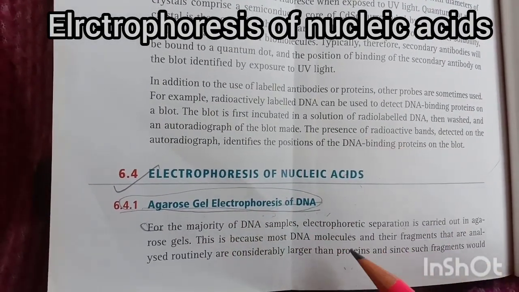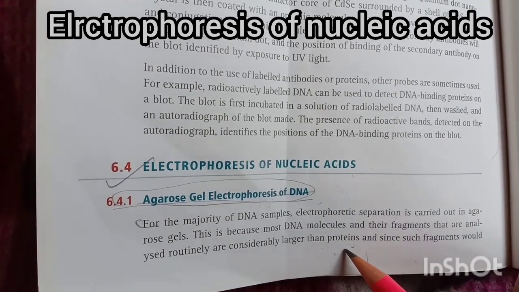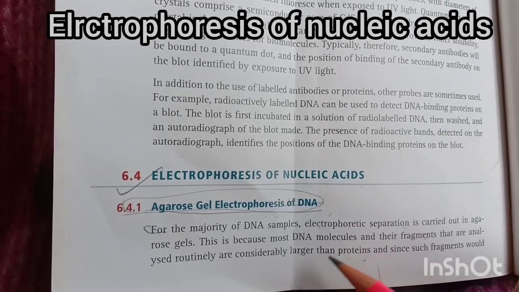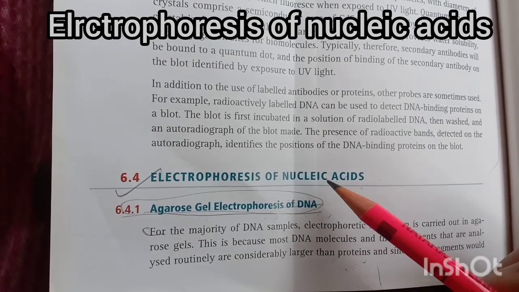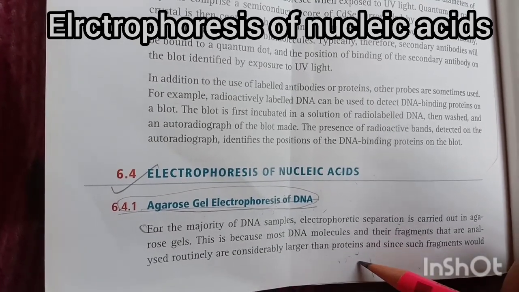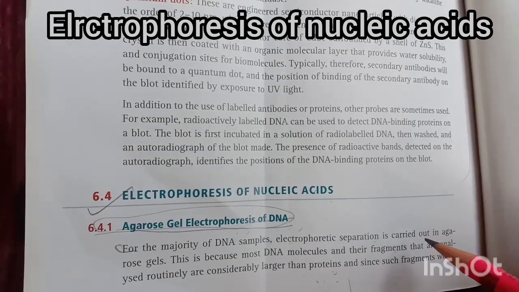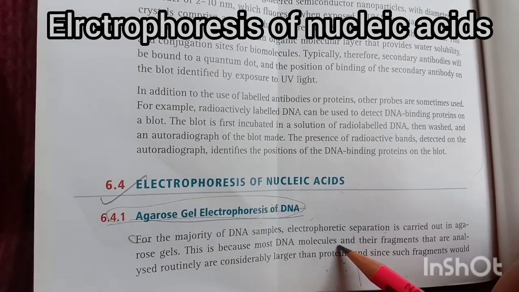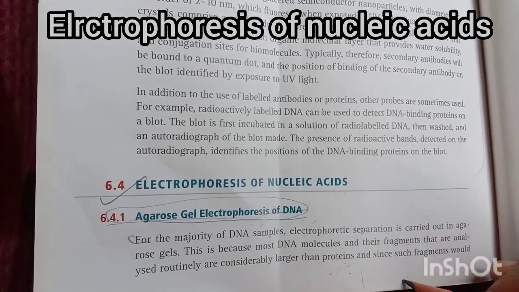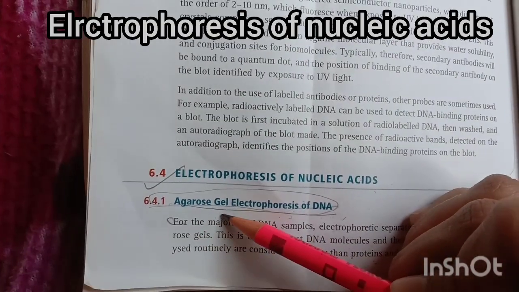Why? We all know that DNA molecules and their fragments are larger in size in comparison to protein. For protein analysis by 2D gel electrophoresis, we use the PAGE technique, that is the polyacrylamide gel. The large size of DNA molecules and their fragments cannot cross the PAGE matrix. So that is why the larger pore size of agarose gel is required.